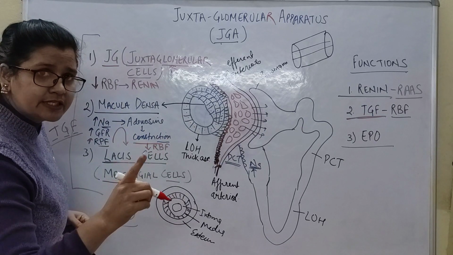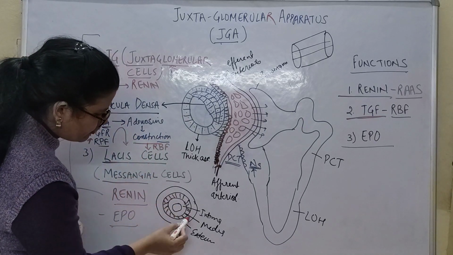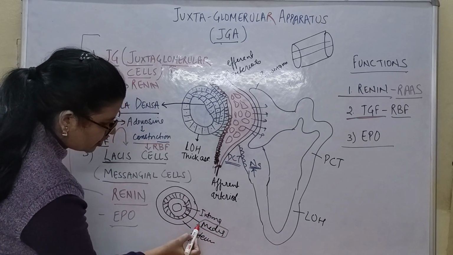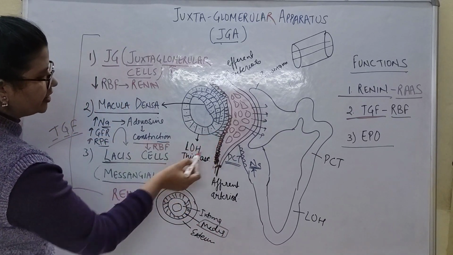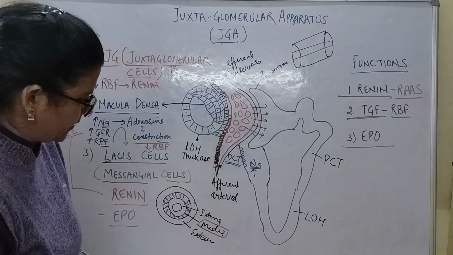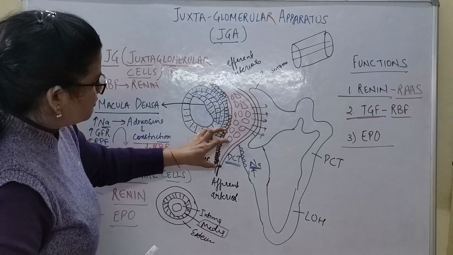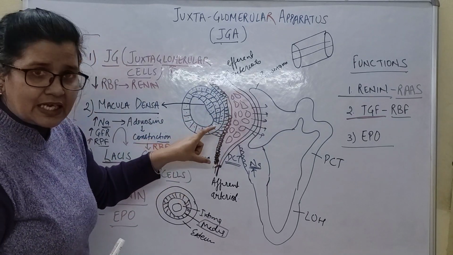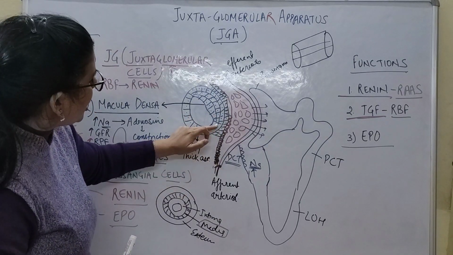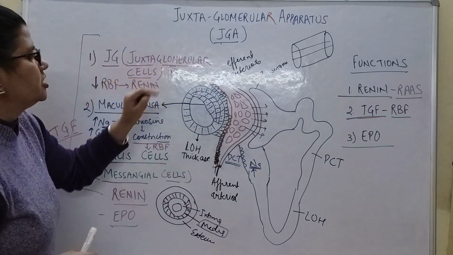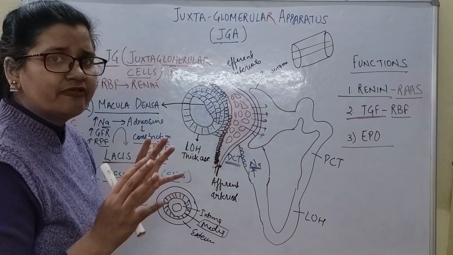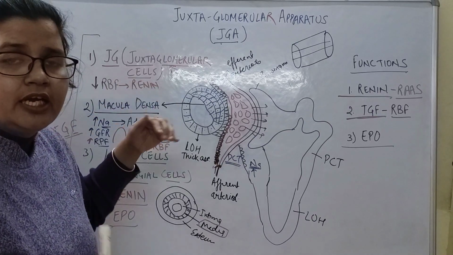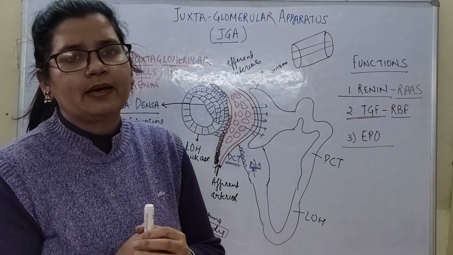Which layer is modified? If we see the structure of a vessel, then the middle layer, which is the tunica media, is modified in the afferent arteriole. Got it? So vessel layers are modified. This modified smooth muscle layer of the afferent arteriole is called JG cells. What is the function of these JG cells? They basically secrete renin in response to a decrease in renal blood flow.